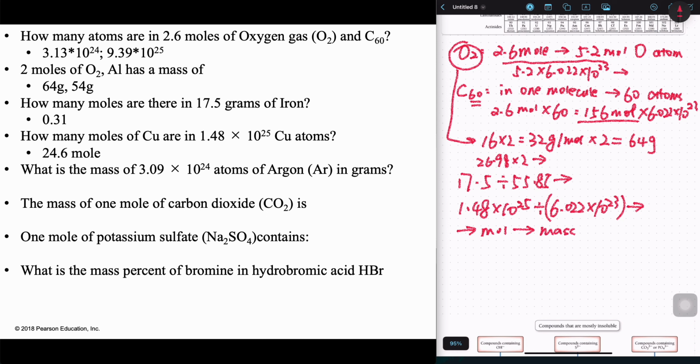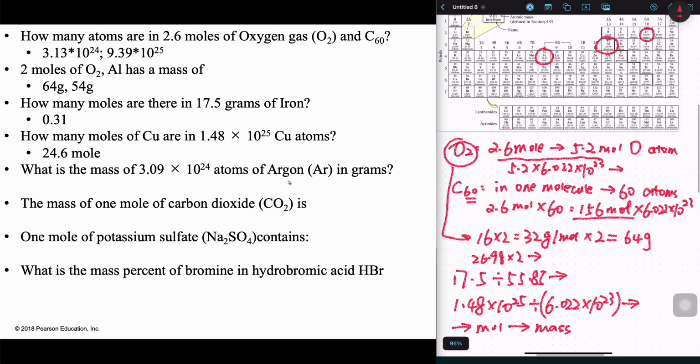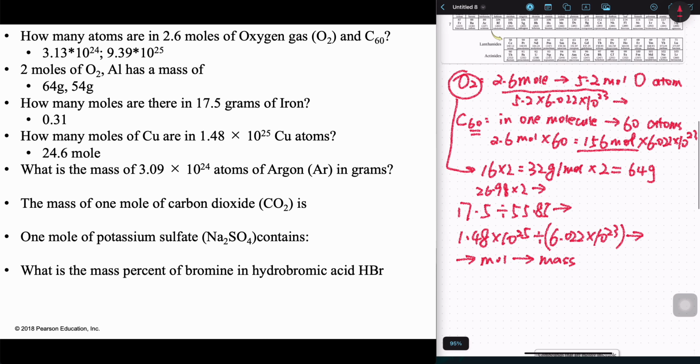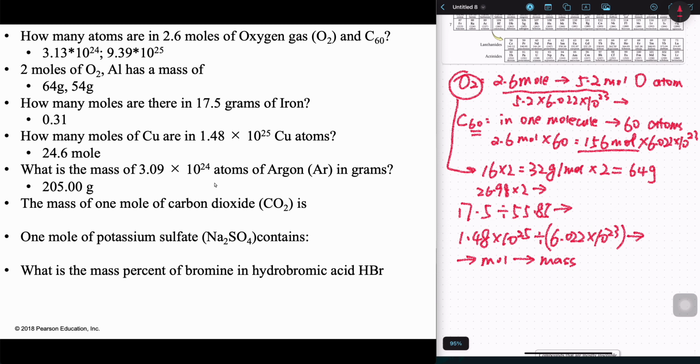In order to convert it into mole, we just need to use 3.09 times 10 to the 24 divided by the Avogadro number. And then we multiply by the molecular mass of the argon. The molecular mass of the argon can be directly read from the periodic table, which is 39.95. Okay, that will give us the answer of 205 grams.